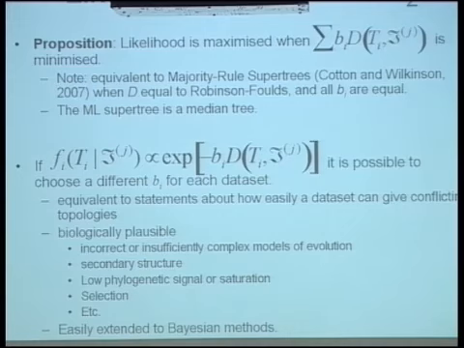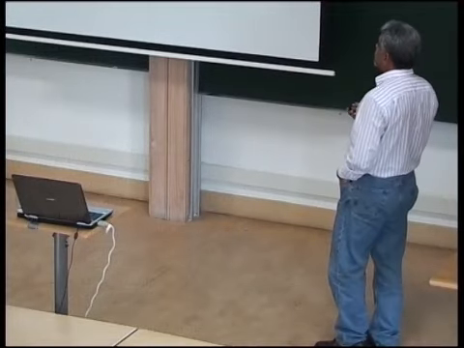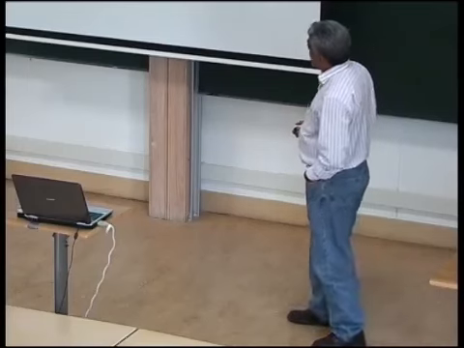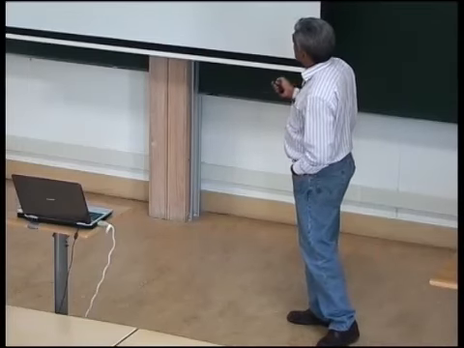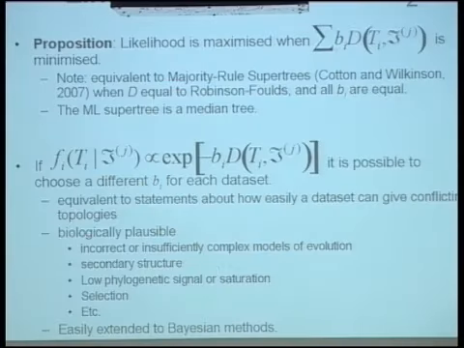But this function is the interesting function, isn't it? As I said, it's equivalent to statements about how easily a data set can give conflicting topologies. We can assign different values of B to different data sets, depending on whether, for instance, we may have more or less complex models of evolution and whether we trust those models of evolution, whether we believe that secondary structure is somehow going to influence the way the topologies are built, whether or not there's low phylogenetic signal or too much saturation in the data, whether or not we think that selection may have acted. All of these kinds of things could influence how B is chosen.